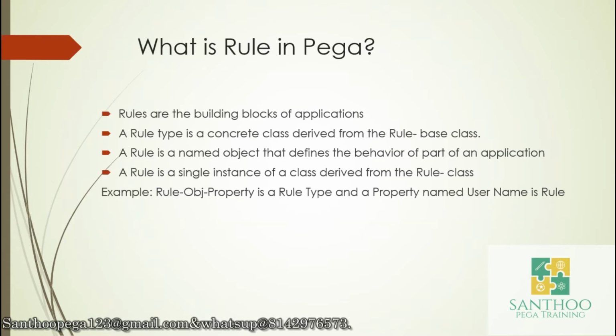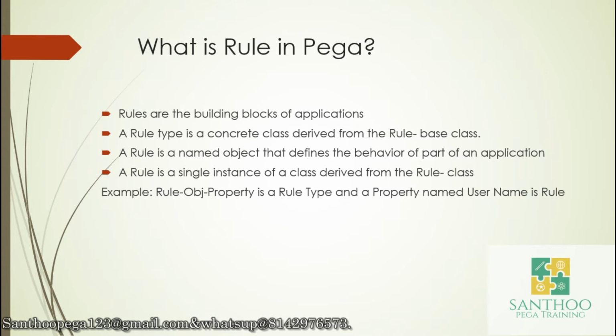So when we look at rule, what is a rule here? In Pega, we call everything a rule. A rule is nothing but some code that we implement to take some action. The rules are the building blocks of the applications.